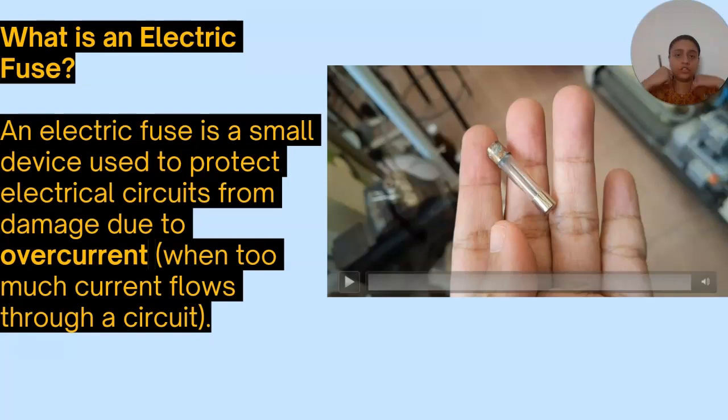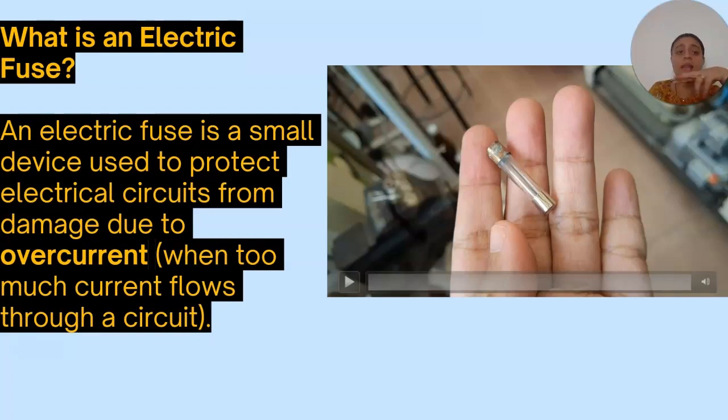And what is an electric fuse? An electric fuse is a small device used to protect electrical circuits from damage due to overcurrent, when too much current flows through the circuit. So basically, fuses are our friends. They help us prevent damage to electrical appliances which may occur due to overcurrent.